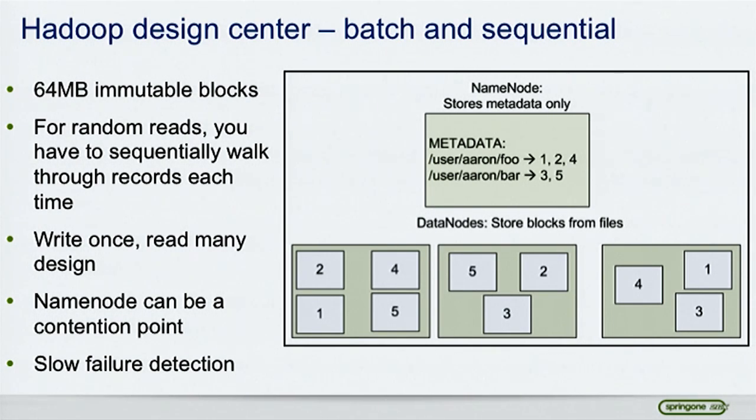Now, that being said, many challenges, right? First, there is no notion of saying, well, I want to look for a random record anywhere. So if you want to do a random record lookup, you have to sequentially walk through your block, find your record, return it back, and every single time you have to do that repeatedly. So again, it wasn't designed for that. It's a write once, read many design. There are several other points about name nodes being a contention point. It's being resolved right now with HDFS 2.0.